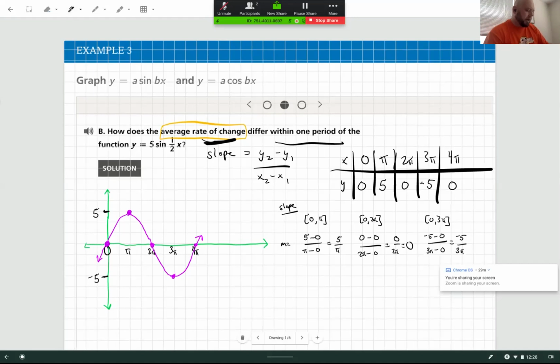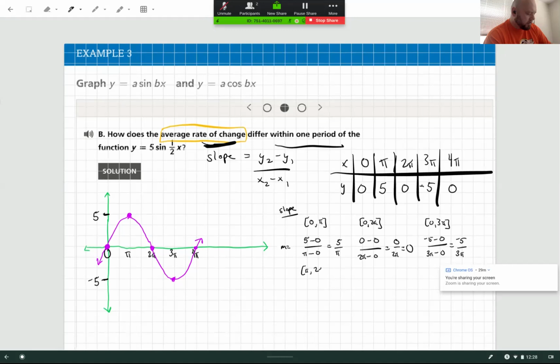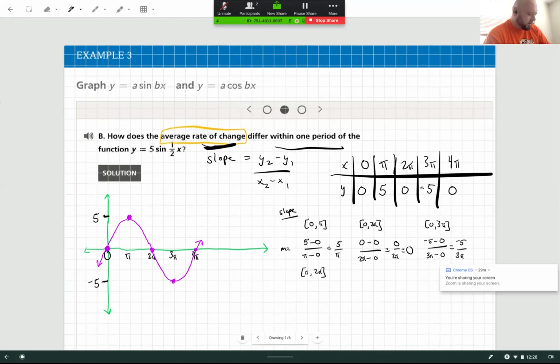I am going to look at what happens if I start, let's say, from pi to 2 pi. Okay, my ending y value is 0. My starting y value is 5. My ending x value is 2 pi. My starting x value was pi. 0 minus 5 is -5. 2 pi minus 1 pi is pi. So I get -5 over pi.